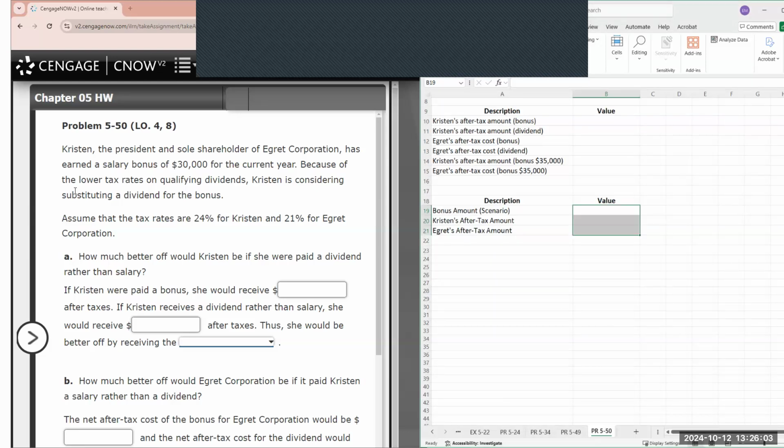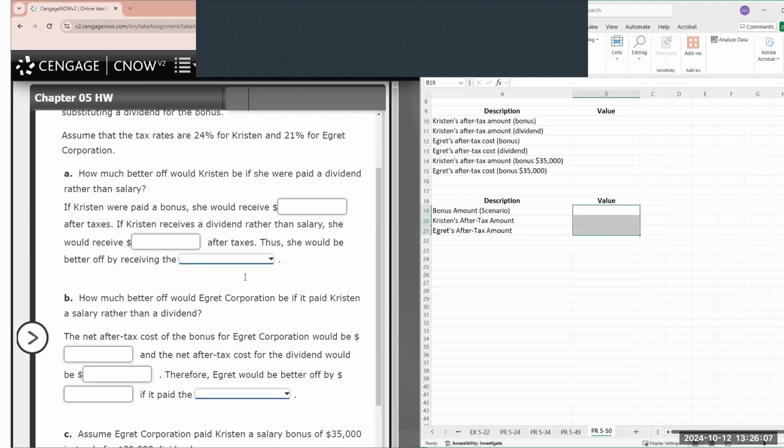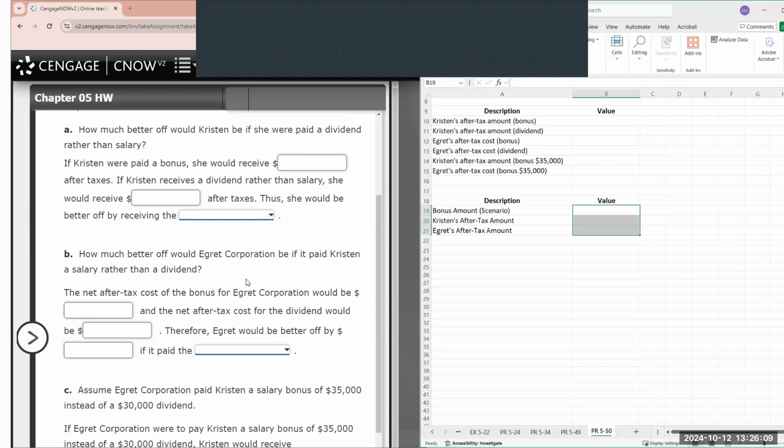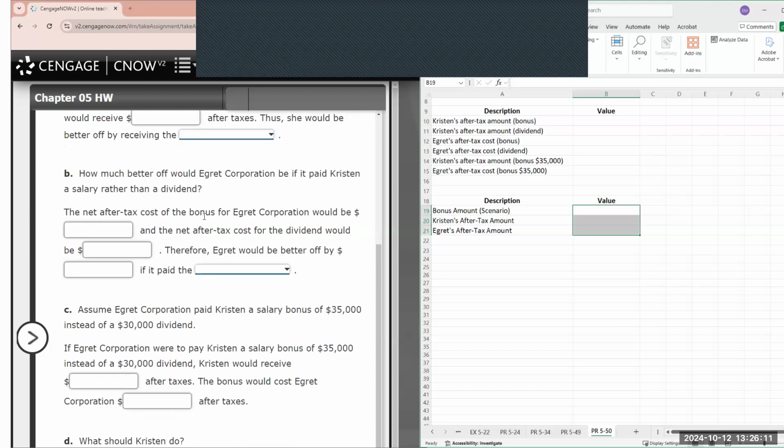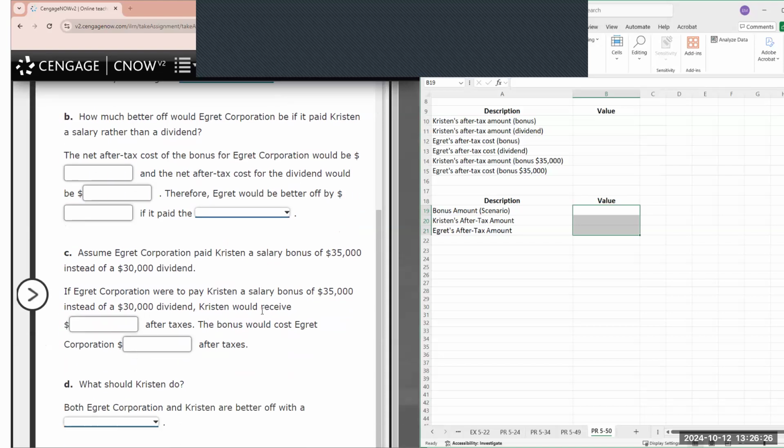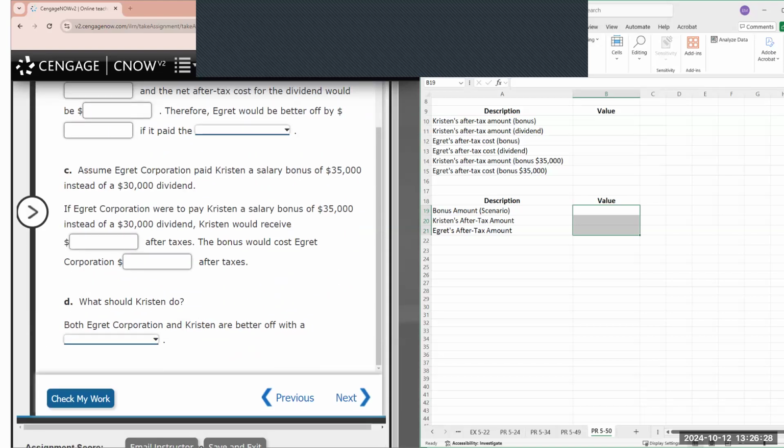This brings us to our next question, and it asks us, how much better off would Kirsten be if she were paid a dividend rather than a salary? How much better off would Egret Corporation be if it paid Kirsten a salary rather than a dividend? Assume Egret Corporation paid Kirsten a salary bonus of $35,000 instead of a $30,000 dividend. And D, what should Kirsten do?